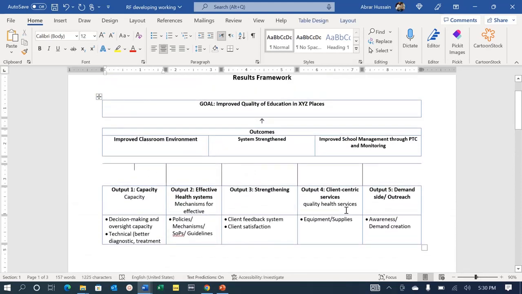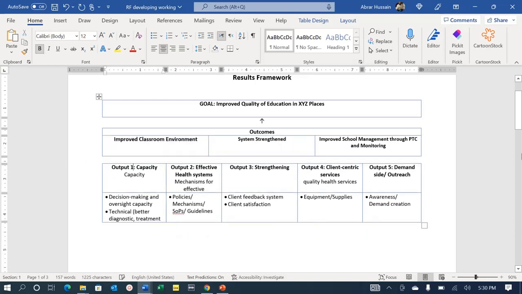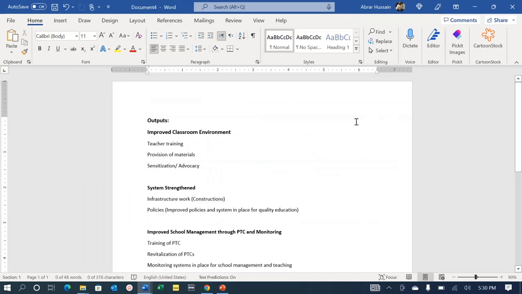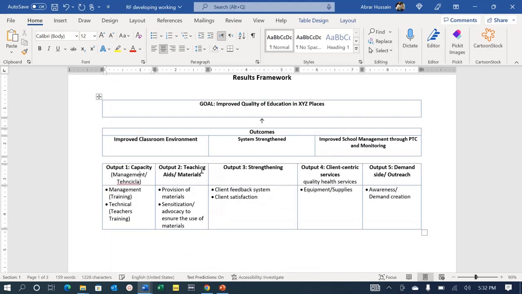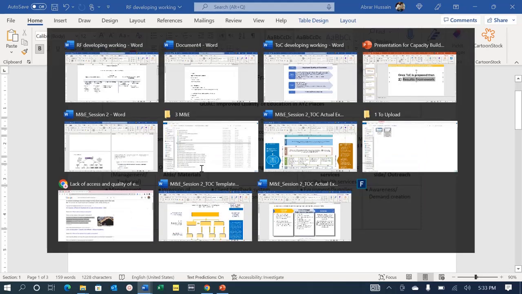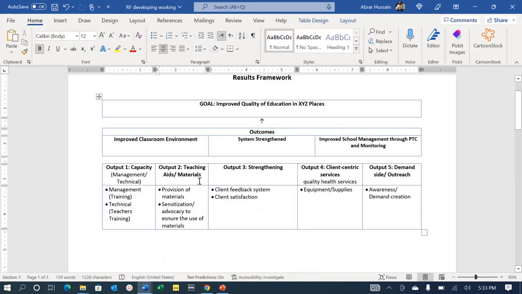Now here, the first output that I am going to decide about is obviously the first one that I would say is capacity. So for capacity, that is the teacher training. We have subdivided this output one into two: management and technical. Technical is related to teachers and management is related to the head teachers and others, as ASDOs, circle ASDOs of the department of education, so that they may manage the school's environment in an effective way. There are teaching aids, materials, etc. Then under the classroom environment, we did sensitization and advocacy, so that also comes here.